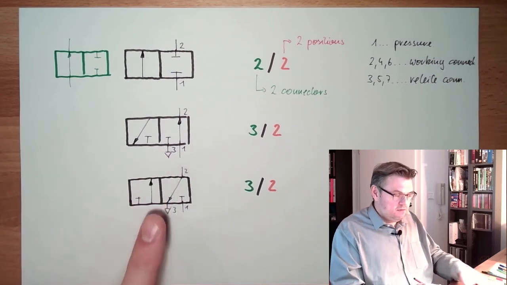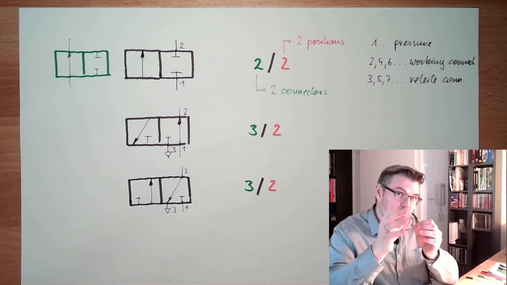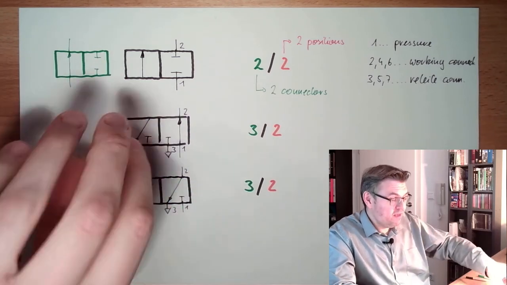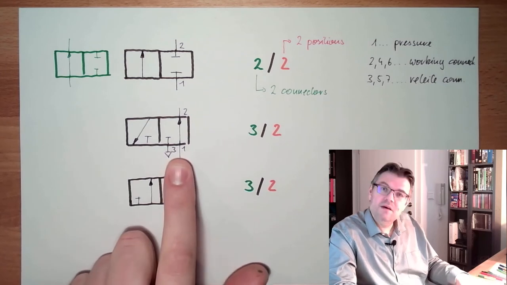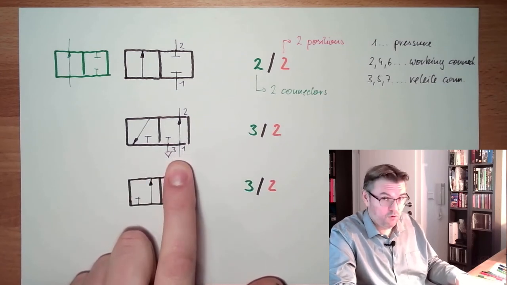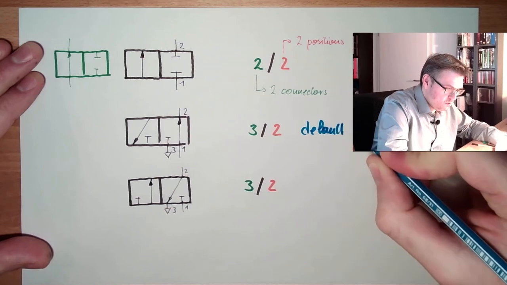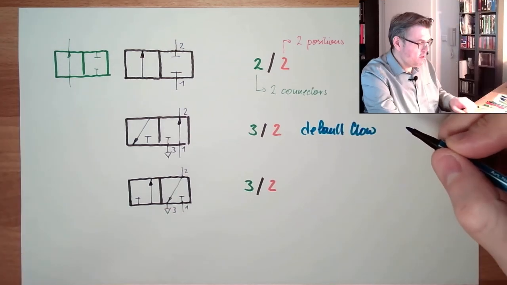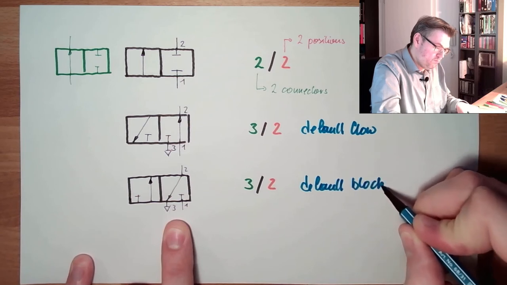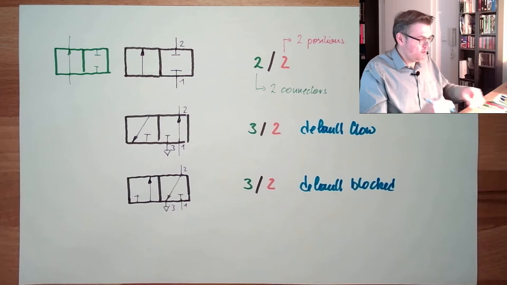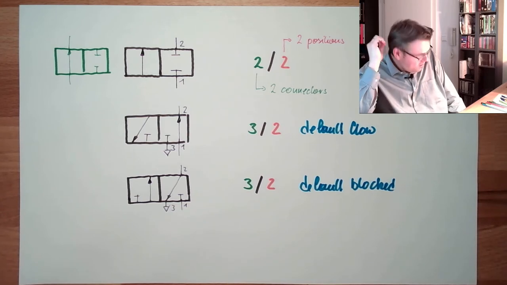If one of these positions, usually the right one, is the one which is default, which has to be there if no other thing is acting on this valve, this is the default position, then this is a valve which has default flow. So this here is called default flow. Durchflussruhestellung in German. And this is default block. Sperrruhestellung. Okay. However, this is only applicable if there is really a standard position.